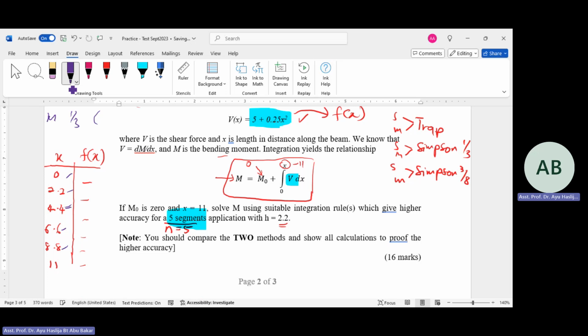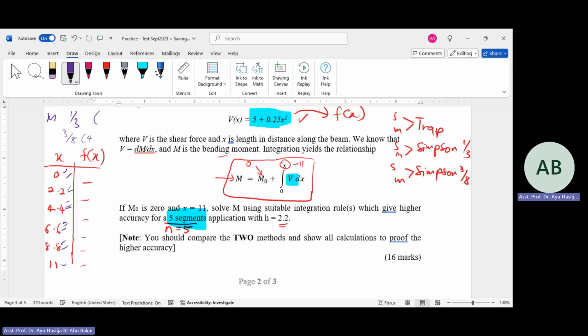Let's say 3/8. For 3/8, what is the minimum number of points? 4, right? Let's check: 1, 2, 3, 4. Then 1, 2, 3 is not enough points. So using only Simpson 3/8 doesn't work either. But you can also combine.